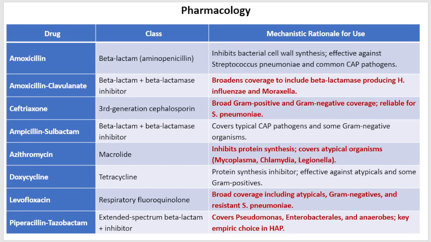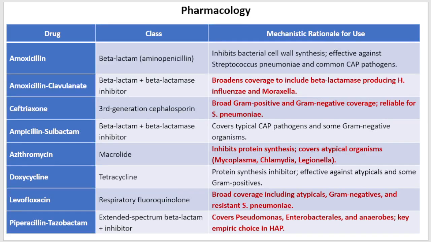Alternatively, levofloxacin, a respiratory fluoroquinolone, can be used at 750 mg daily. It covers both typical and atypical organisms and is especially useful in resistant pneumococcal infections. For hospital-acquired pneumonia and ventilator-associated pneumonia, the pathogen spectrum shifts towards resistant gram-negatives and MRSA.